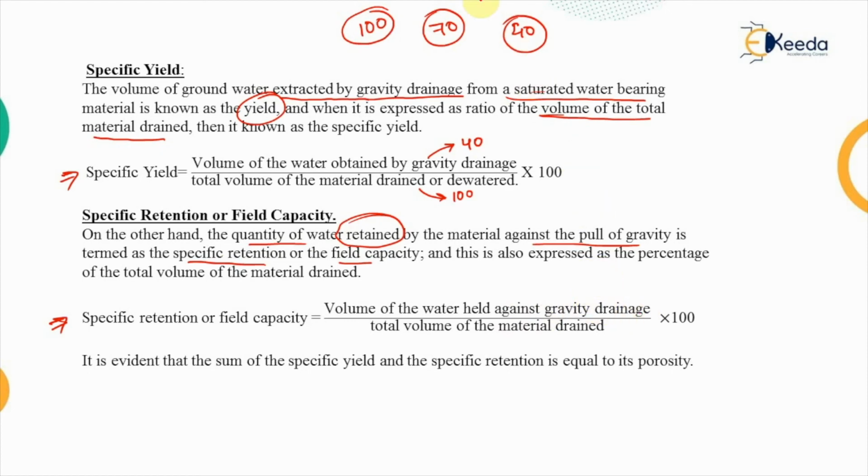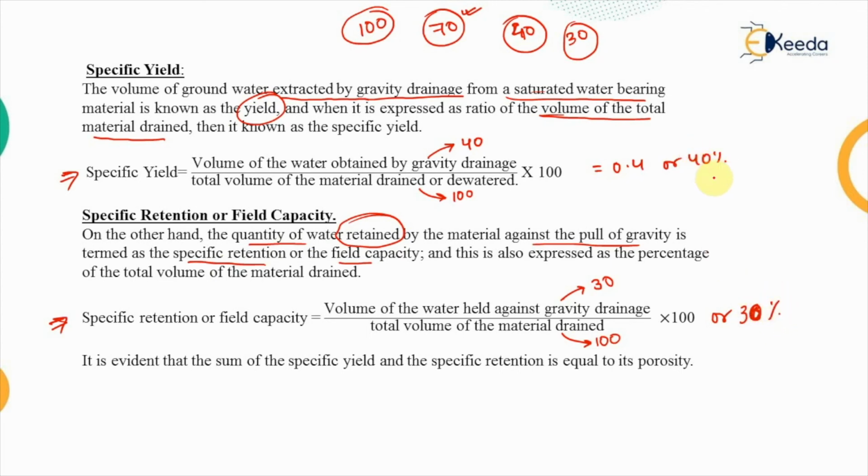In the example we studied, 70 units of water was available, but under gravity drainage we could only manage to extract 40 units. That means 30 units was retained. So this is the volume of water held against the gravity drainage. The total volume of the material which is drained is still 100. So the specific yield was 0.4 or 40%, while the specific retention was 0.3 or 30%.